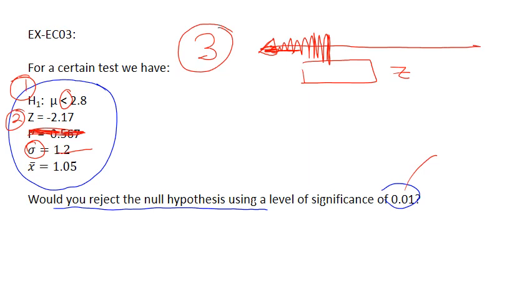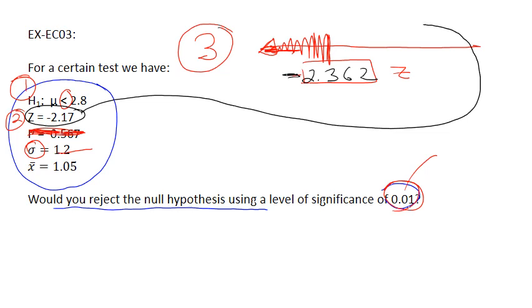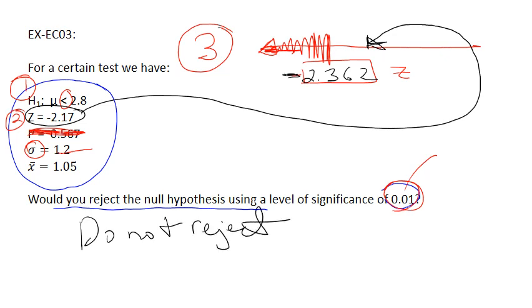Now it is on the left-hand side. So we look up the z-score associated with 0.01. That z-score is a negative 2.362. I'll look for my z-score, my test value. It is located somewhere right here. So we will not be rejecting. So we do not reject. And so another possible type 2 error.